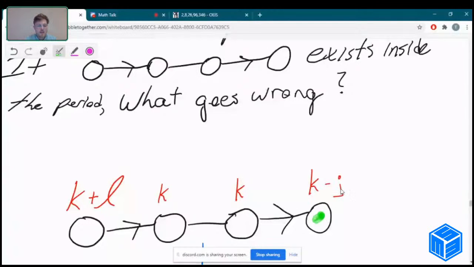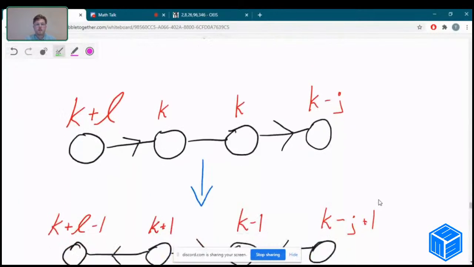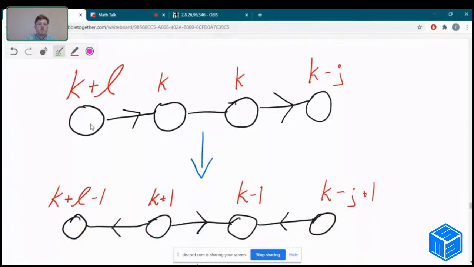This k plus l over here, since it's richer than k, it gives a chip to k. It has to be richer than k. So k plus l, we'll say. So let's see what happens when this thing fires. K plus L fires to its poorer neighbor K, so it becomes K plus L minus 1. And K has received a chip. It's now K plus 1. This thing's flat. Nothing goes along this flat edge. And then the last thing is this K here is going to give to K minus J. So it goes to K minus 1 and K minus J plus 1.